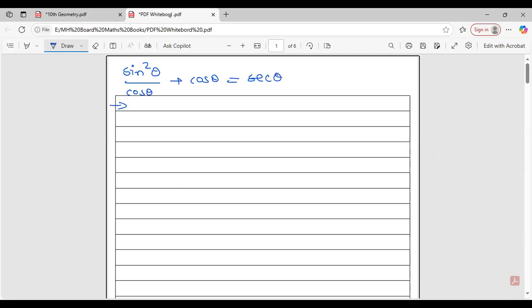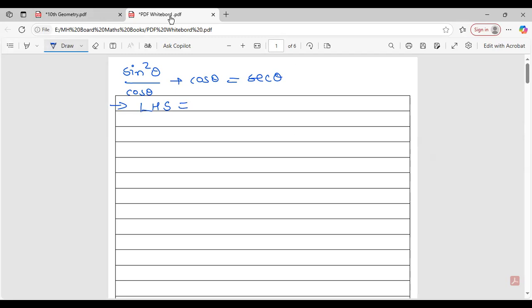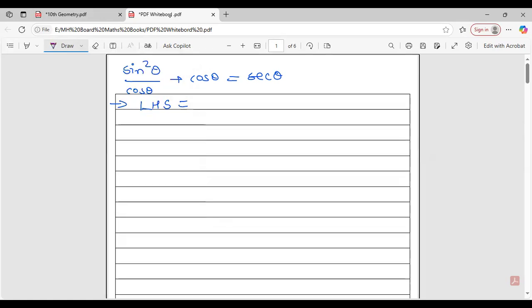Now, to prove such kinds of questions, we begin with one of the sides. So we shall begin here with the left hand side. Left hand side means this one. The right side we are going to call the right hand side, and this we call the left hand side, LHS.